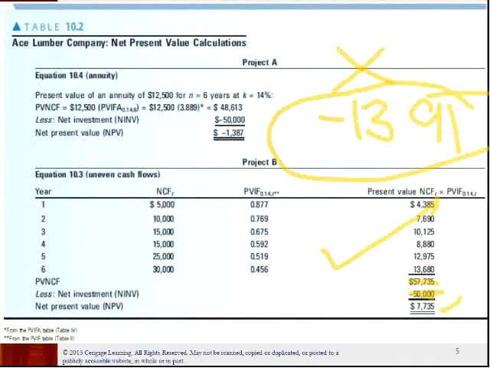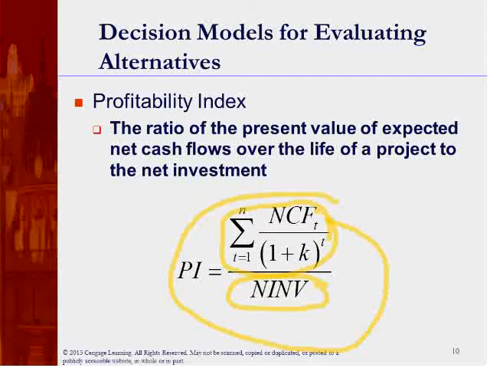What about the first project? You're only getting 48,613, which means you're getting less than 50,000. So 48,613 divided by 50,000, you don't get much, you get 0.97. So if the profitability index is less than 1, you reject it. So that's what it is. Here you take the present value of cash inflows, which is in the numerator, and divide it by the net investment.